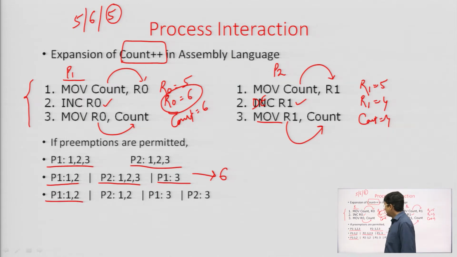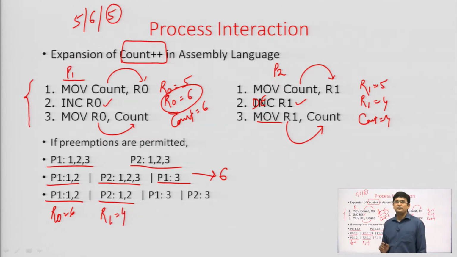In this, the count value is read by the P1 process into the R0 register, and then incremented. So, the R0 register contains 6 here, and the R1 register contains 4 here, because through statement number 1 of process number 2, the R1 register reads the value of count, which is actually 5 only. After this it is decremented. So, the decremented value of the R1 register is 4.